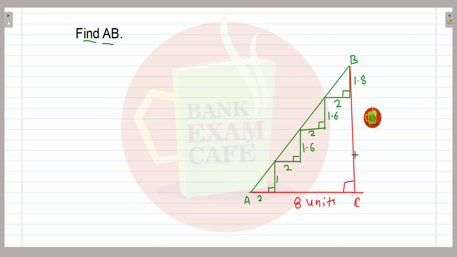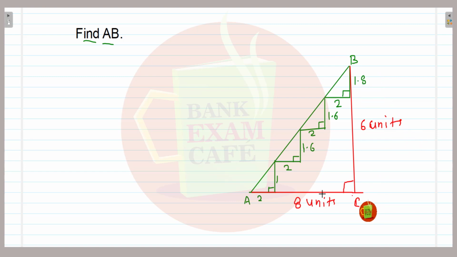Similarly, you can find BC. This is 1.8 centimeter, this is 1.6 centimeter, this is 1.6 centimeter and this is 1 centimeter. So this will be 6 and 6, 12, 12 and 8, 20, 2 and 1, 3, 4, 5 and 6, and therefore BC will be 6 units.